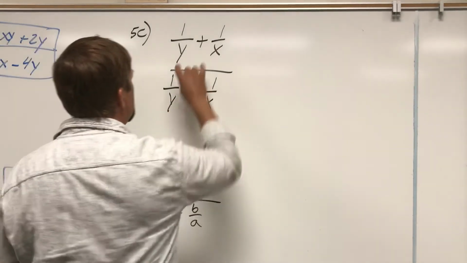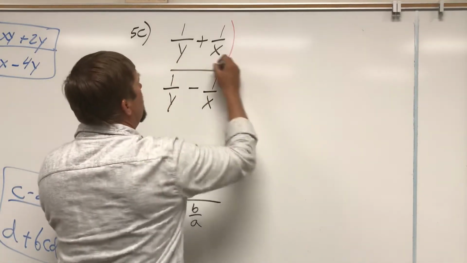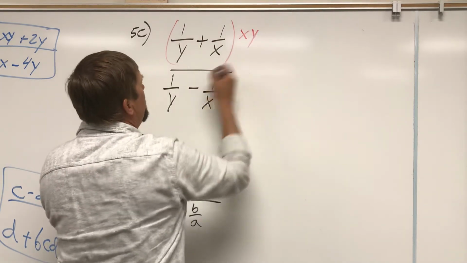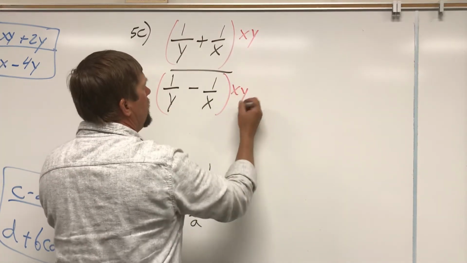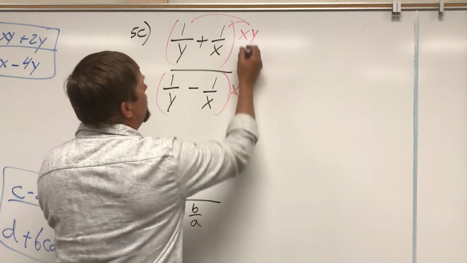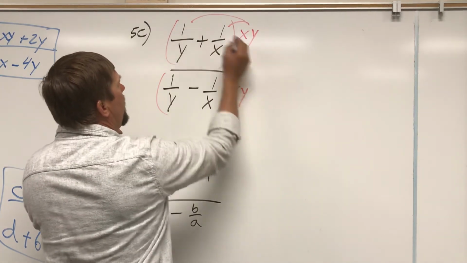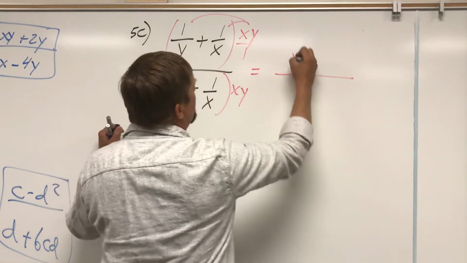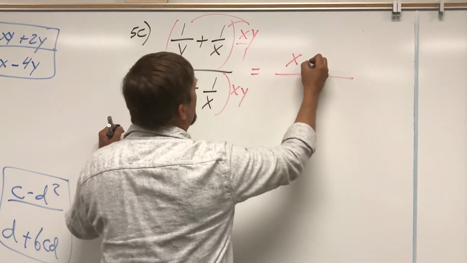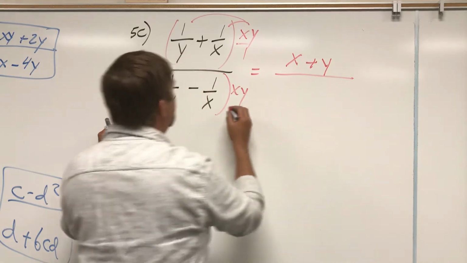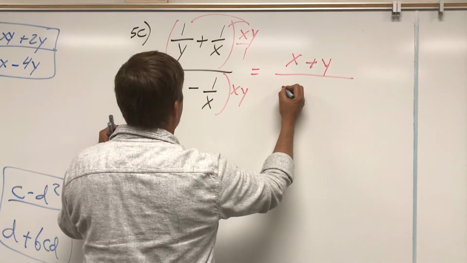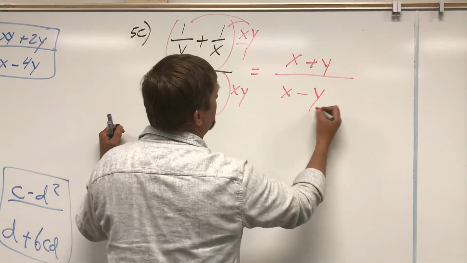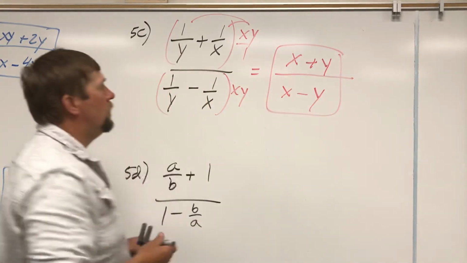Common denominators, xy. So we're going to multiply top and bottom by xy. When I distribute, remember that's just over 1, so I'm just multiplying the top by xy. When I do that, the y's will cancel, leaving me with x. The x's cancel, leaving me with just y. In this one, I end up with x minus y. And there I go.